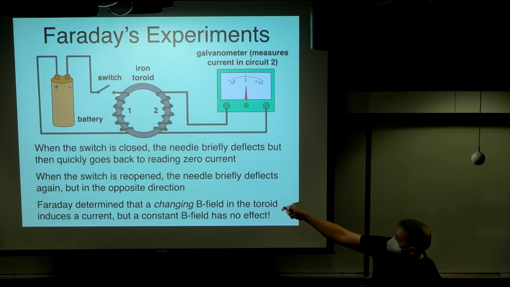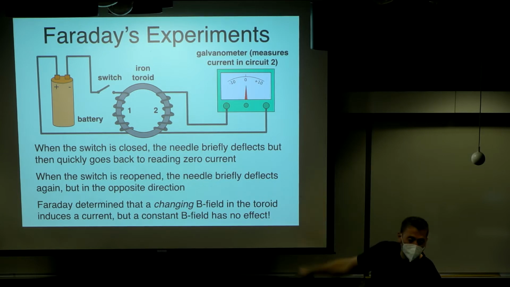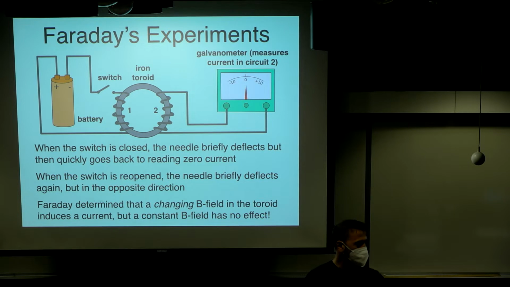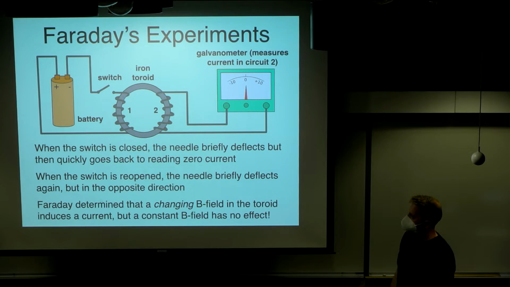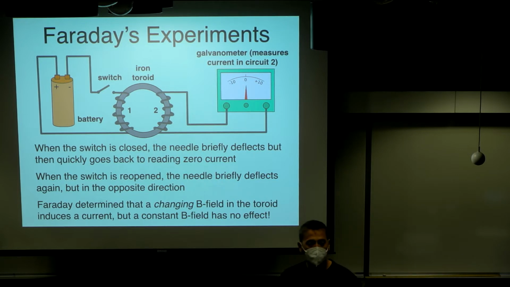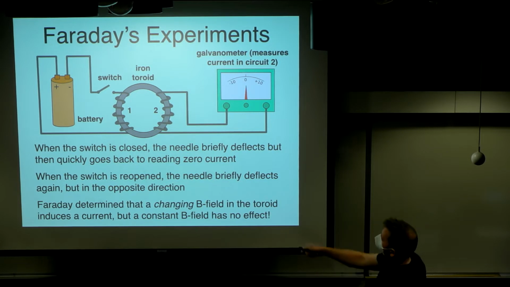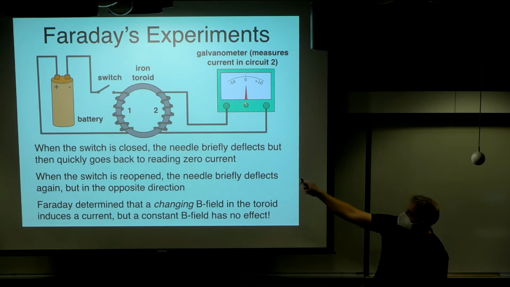Another surprising thing is, okay, we have the switch closed for a long time. There's current that's just constantly flowing through this part. We open up the switch again, okay? What happens in that case? Well, this needle, again, briefly deflects, but actually in the other direction, okay? So there's a lot to say about this, but here's what Faraday was able to kind of conclude, determine what was going on. He concluded that it's the fact that you have a changing magnetic field in this toroid that is inducing a current to start flowing in this part of the circuit.